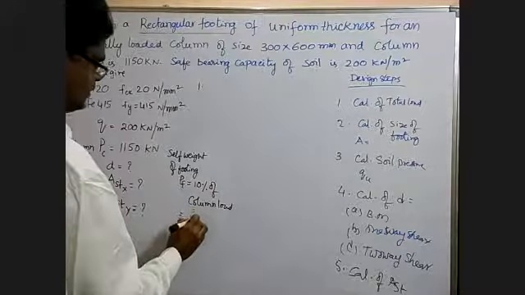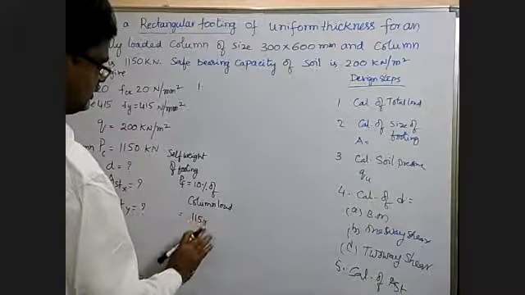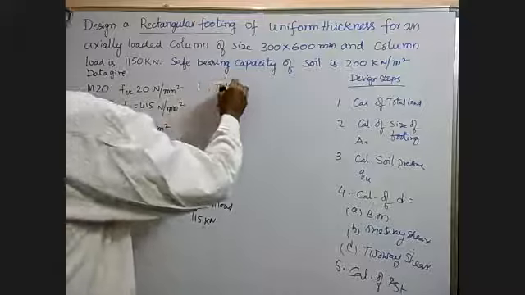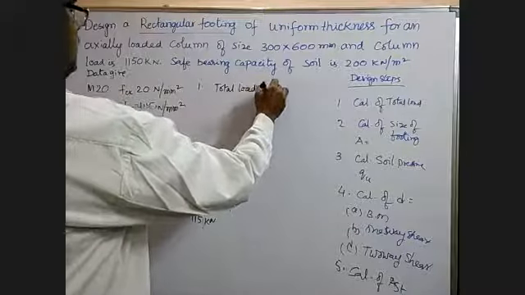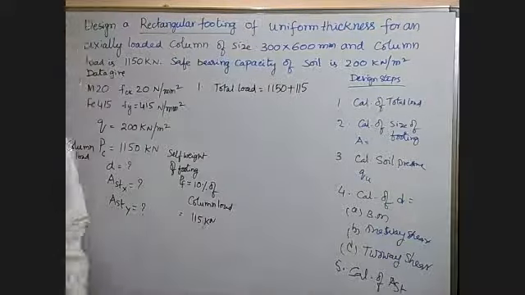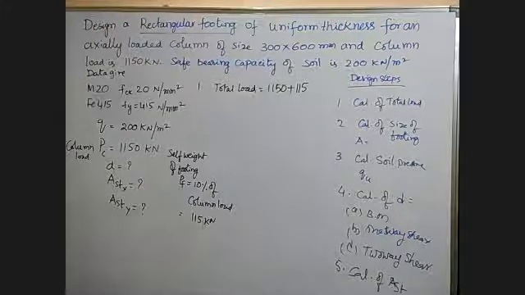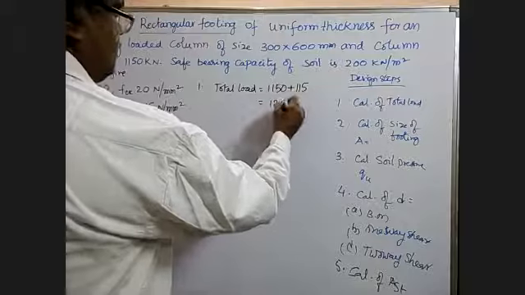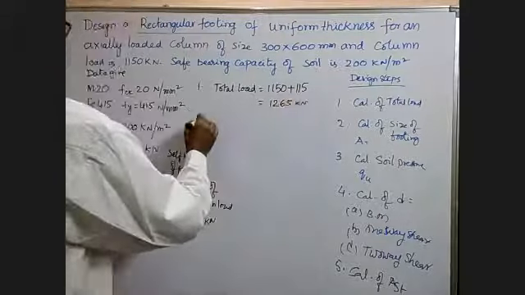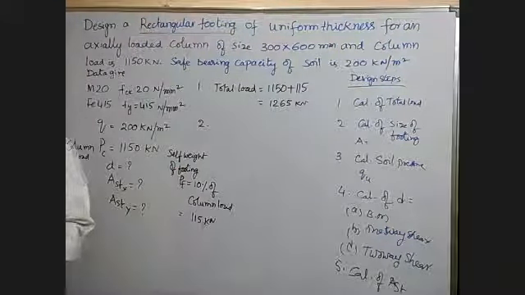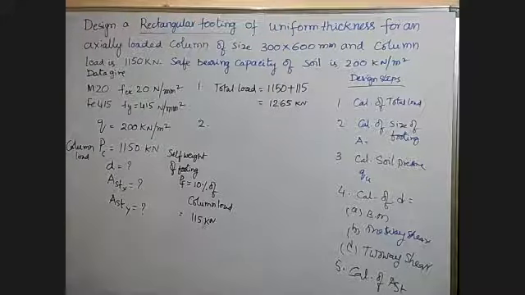So 10% of 1150 is 115 kilonewtons. So total load is equal to 1150 plus 115. You have to take 10%. So for the self weight of the footing, you have to take 10% of the column load. Now it comes to 1265. Okay, now the second step is calculation of the size of the footing.